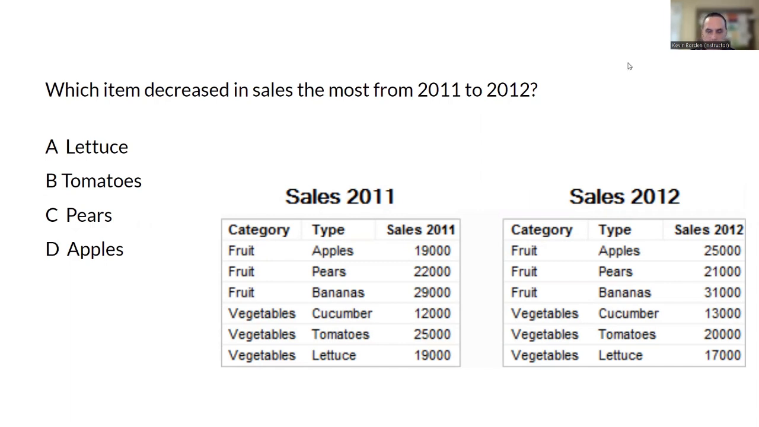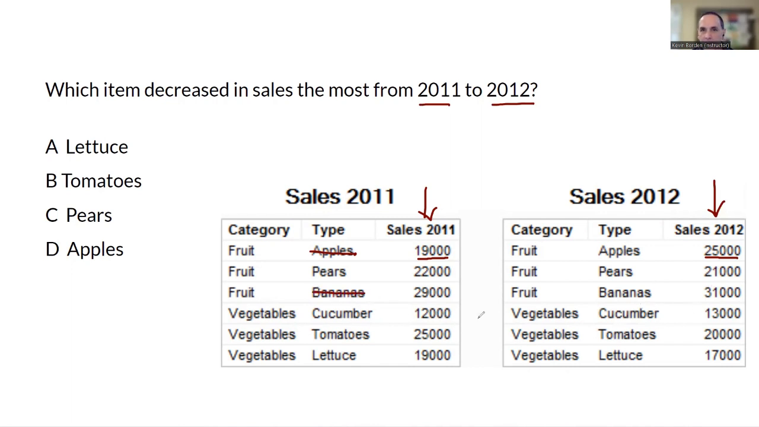Okay, let's take a look here. So what I think you want to do in this problem is we're talking about decreasing from 2011 to 2012. So here we have our sales, 2011. Here we have our sales in 2012. We're looking for which one went down the most from here to here. We can see that apples went up. So it's not apples. Pears went down, looks like a little bit, 1,000. From 22,000 to 21,000. Bananas went up, so they didn't decrease.